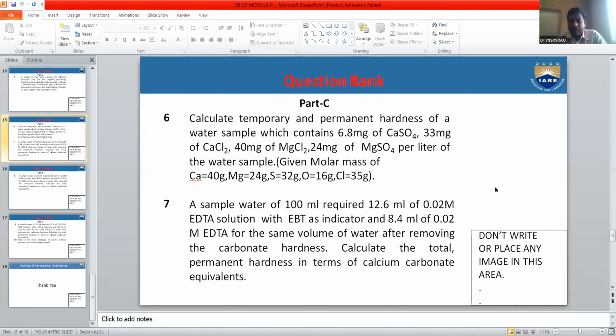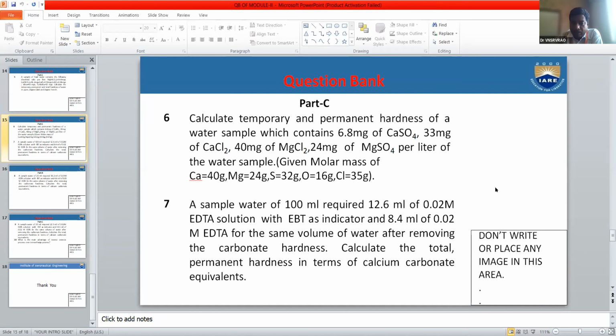A sample of the water, 100 ml, required 12.6 ml of 0.02 molar EDTA solution with EBT as indicator, and 8.4 ml of 0.02 molar EDTA for the same volume of the water after removing the carbonate hardness. Calculate total and permanent hardness in terms of calcium carbonate equivalence.